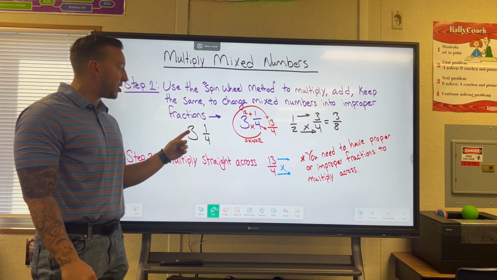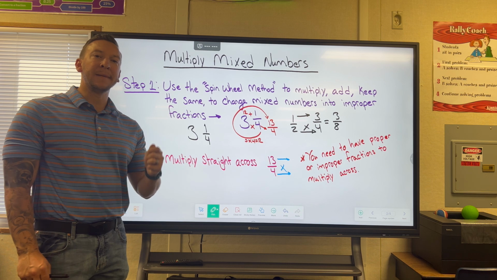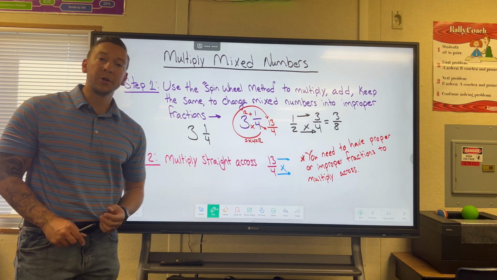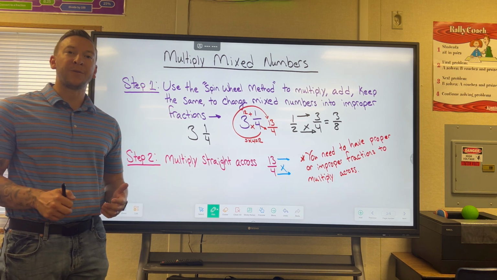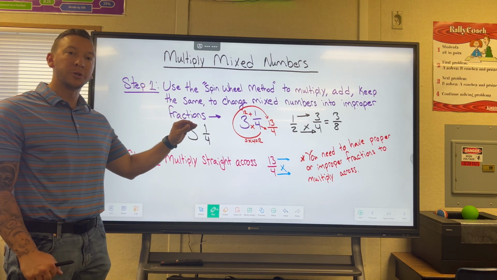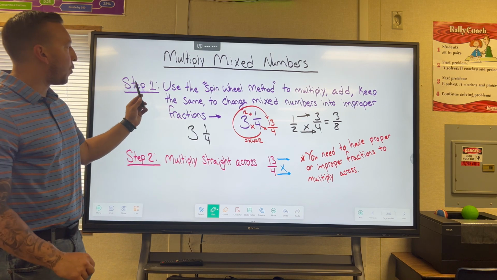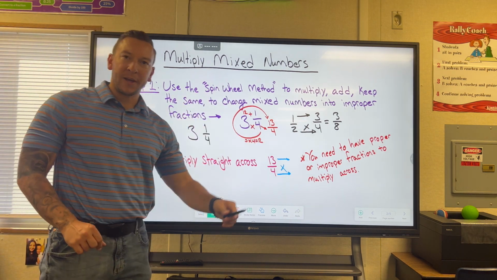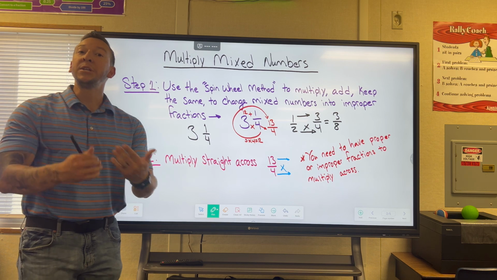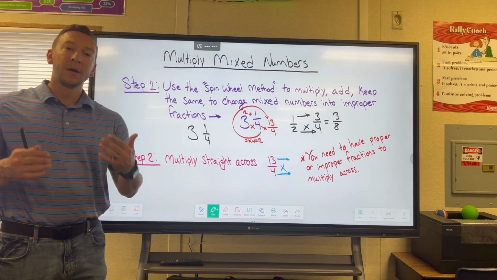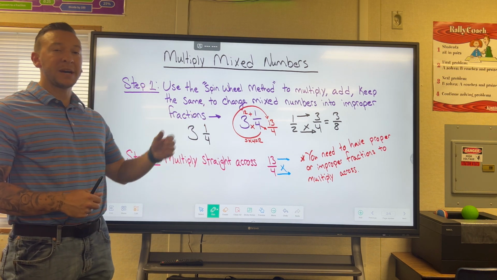We have to change this mixed number into an improper fraction. And if you remember your notes from our previous video, an improper fraction is when the numerator is larger than the denominator. So we look here, step one, use the spin wheel method. Now, whatever your teacher is teaching you, if it works for you, make sure you use that. This is how I teach my students.